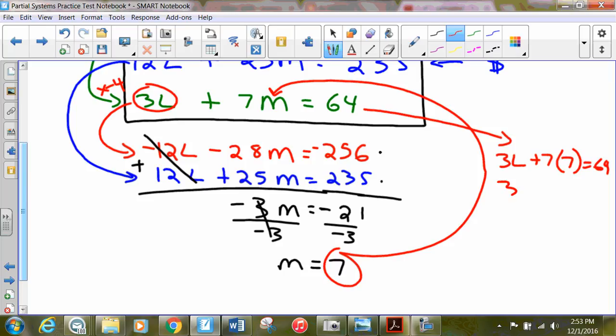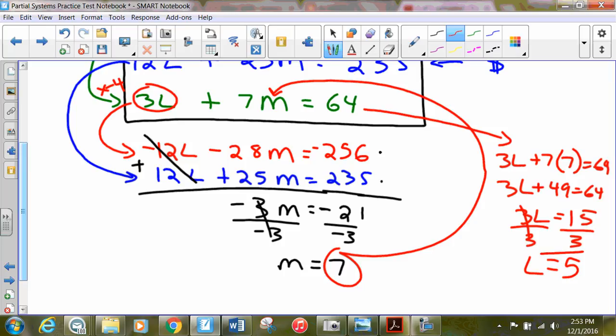So we get 3L plus 49 equals 64. So 3L equals, what's that going to be, 15? Oh, I'm really having to use the calculator in my brain right now. So L equals 5. What does that mean?